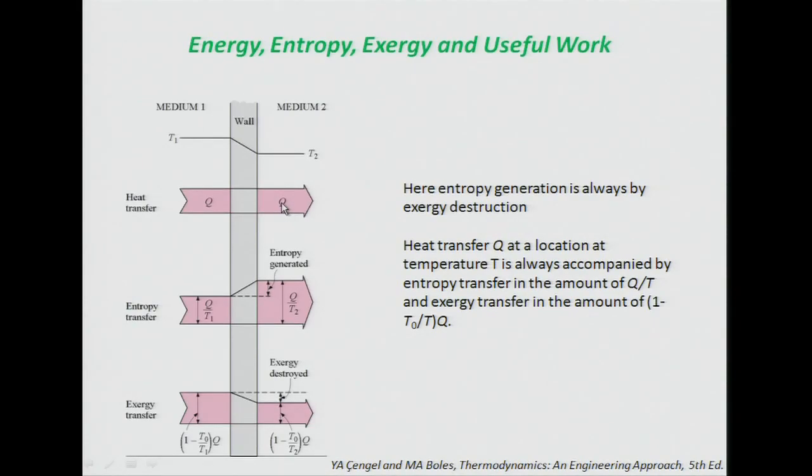The Q's are the same, but T2 is smaller here. Q divided by T2 is bigger. The difference is the entropy generated in the process, because when you have heat transfer across a temperature difference, it's an irreversible process, because you cannot make the heat go the other way from cold to hot. It's an irreversible process, so you will generate entropy, and it'll be your entropy generated, and it's right here.